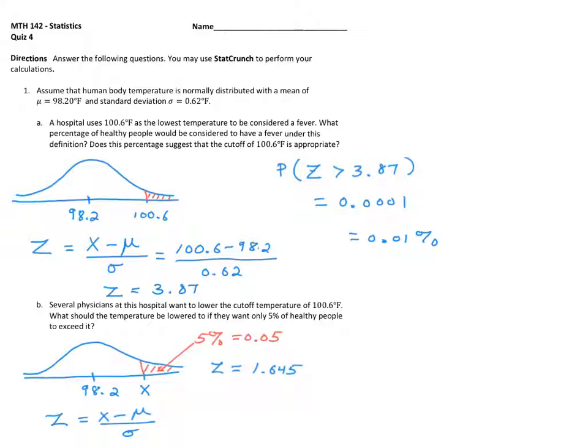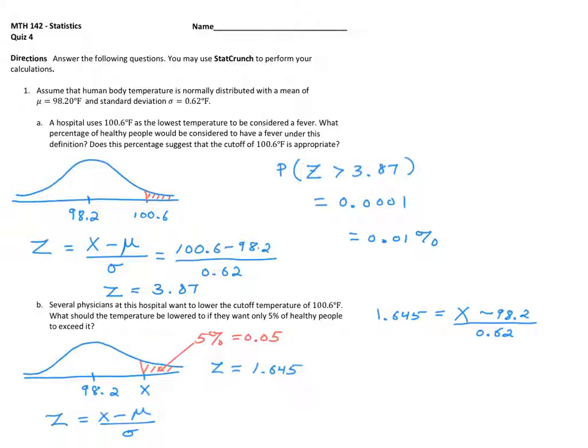So all we need to do to answer this question is put all of the given information into this formula and solve for x. So let's do that. In place of z, I put 1.645. X is the thing I'm solving for. That's going to be the temperature that corresponds to that percentage. I subtract 98.2 and divide by 0.62.